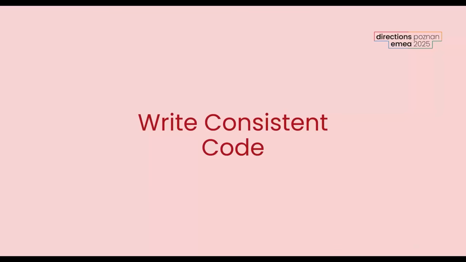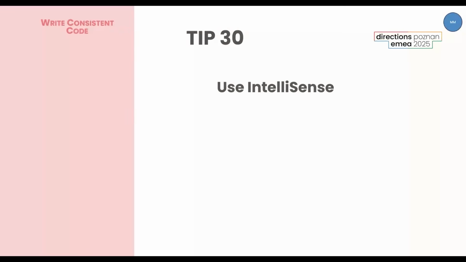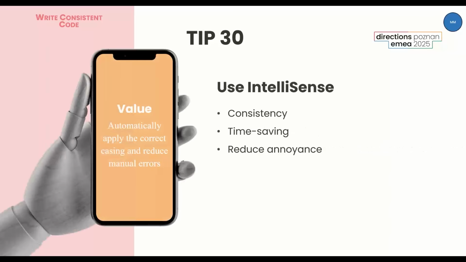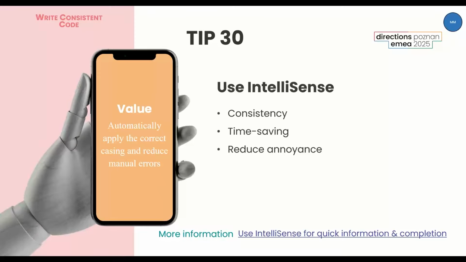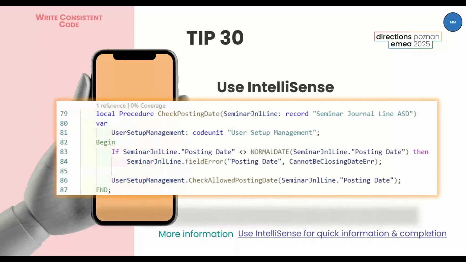Next is writing consistent code. This one is a bit maybe dummy, but use IntelliSense when developing. It will help you with consistency and time saving, but also it will reduce annoyance, especially if someone needs to review your code and sees that you are using lowercase variables instead of being consistent with the variable itself. Casing is, I would say, the biggest problem that I see here, and I often find those. So just use IntelliSense, press enter, don't type everything by yourself. It is quite simple, and this is just an example of how it looks if you are not using IntelliSense.